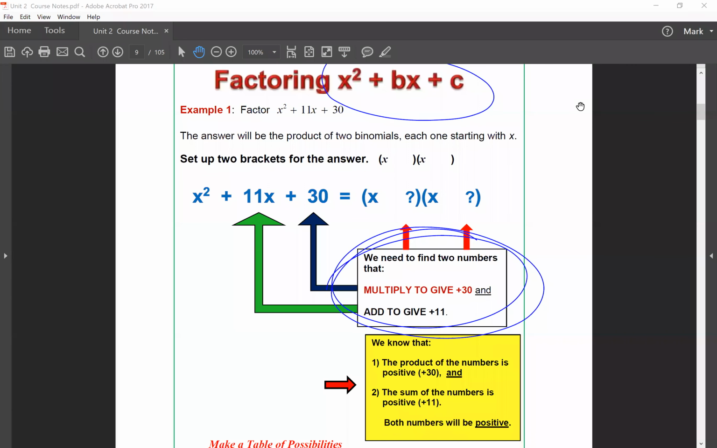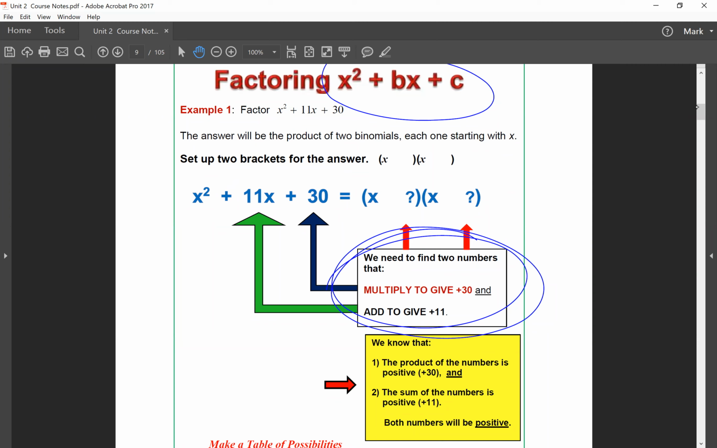So we're looking at factoring trinomials, which will give us two binomials. And like I just mentioned, it's like solving a little puzzle. I need to find two numbers that are going to multiply to give me 30 here and then add to give me 11. So what you need to do is think of the factors of 30.